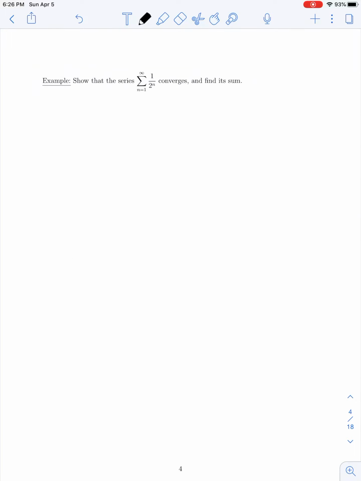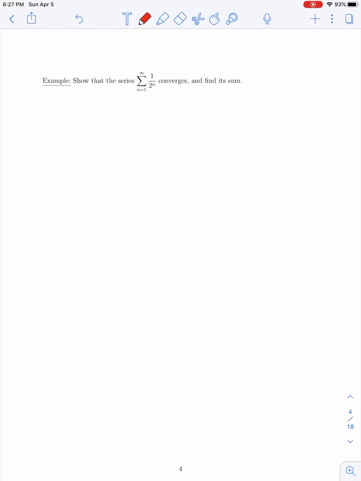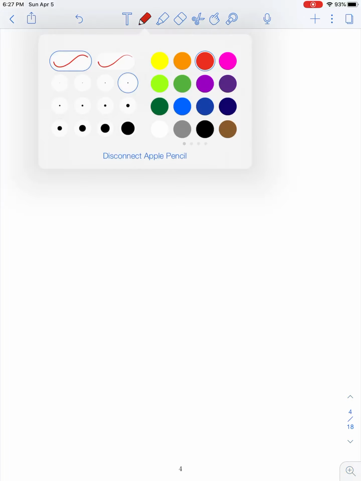So let's look at another one. In this next one, we are considering the series n equals 1 to infinity of 1 over 2 to the n. We are supposed to show that that series converges and find its sum. So as we did in the first couple of examples, let's start by finding the first few partial sums and see if we can find an expression for the nth partial sum.